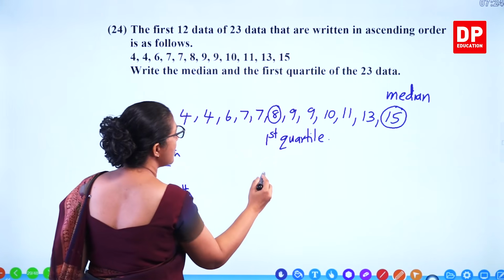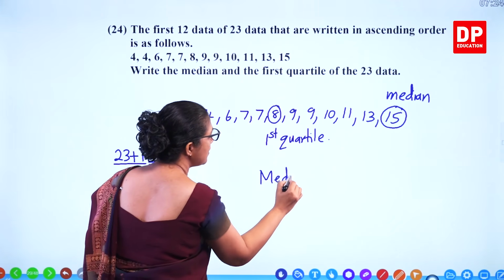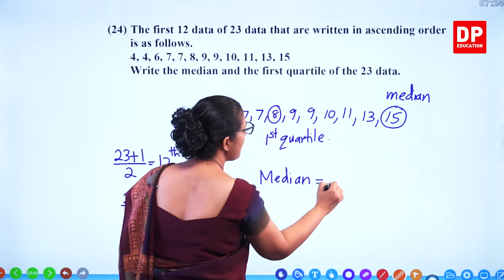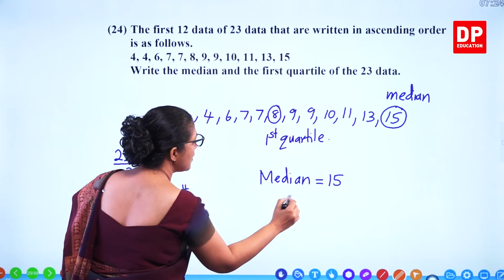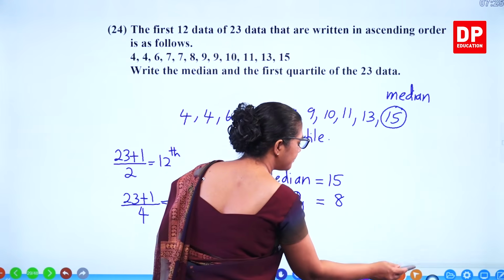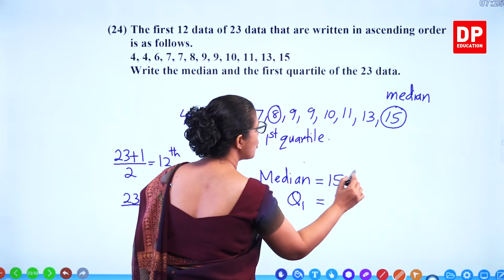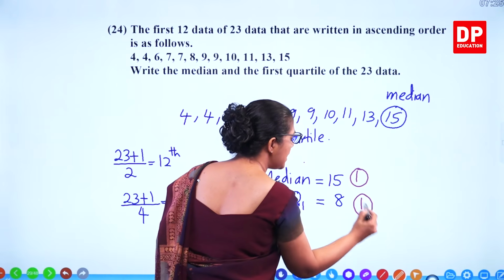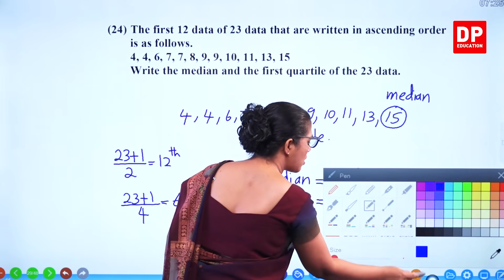So you can write median is 15. First quartile I can put Q1. That's 8. So 1 mark each, identifying the median and the first quartile.